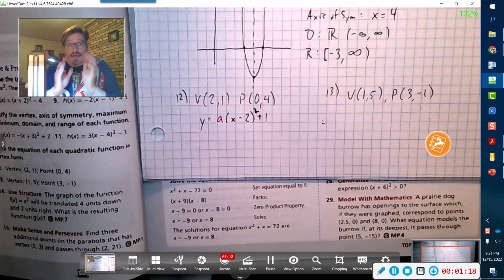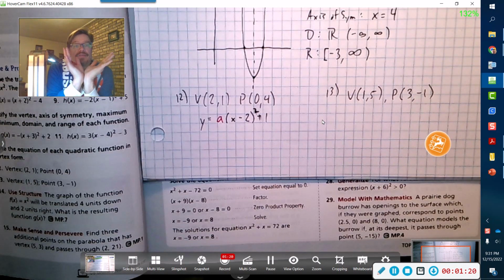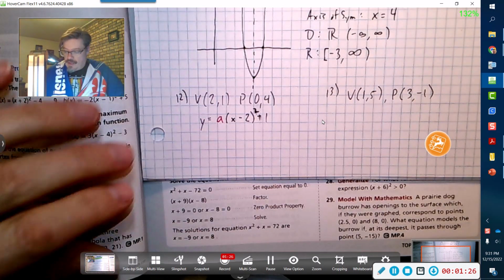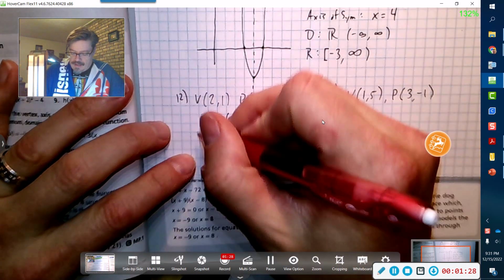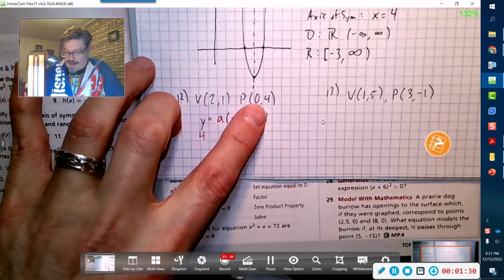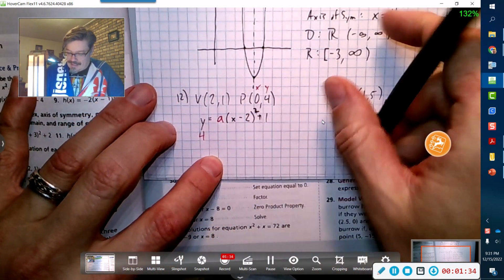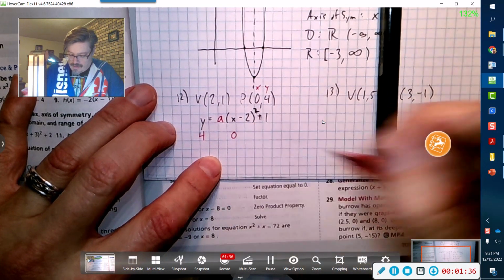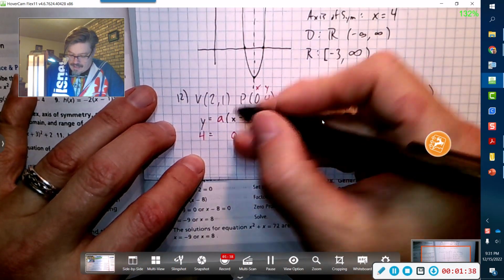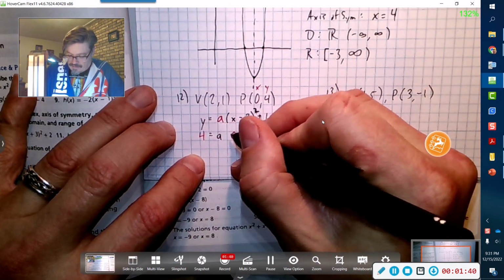If I have it too wide, it won't pass through the point at all. If I have it too skinny, it won't pass it. It's got to be just right, and so we have to figure that out. The 4 is the y coordinate, and the x is the 0. And we still don't know what the A is.